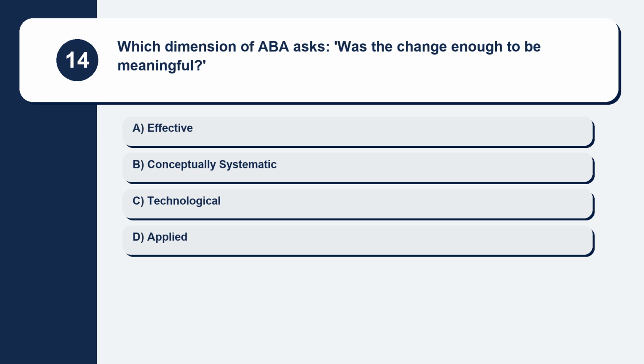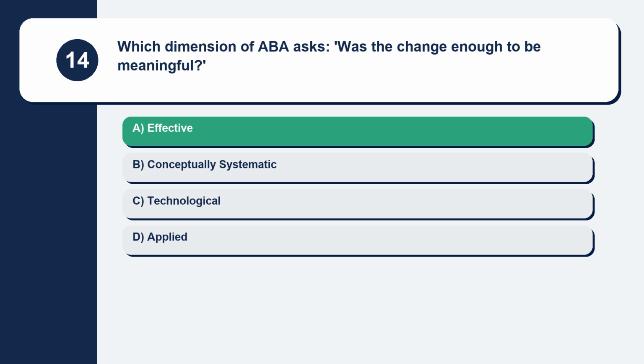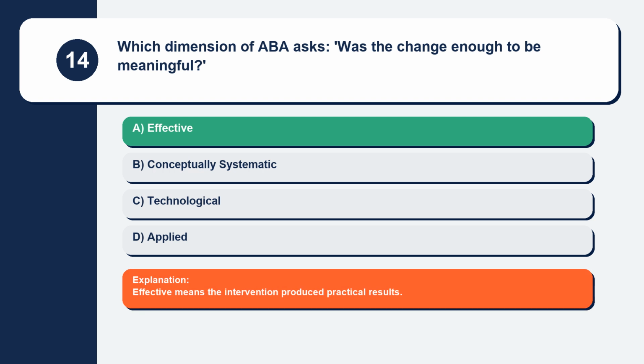Question 14. Which dimension of ABA asks, was the change enough to be meaningful? Effective. Conceptually systematic. Technological. Applied. Effective means the intervention produced practical results.